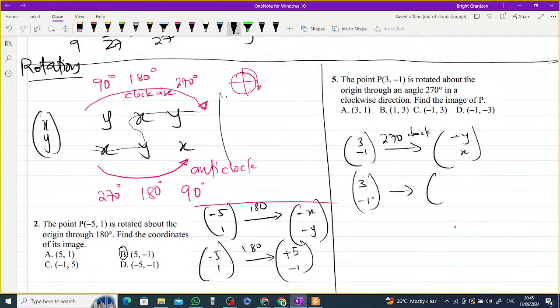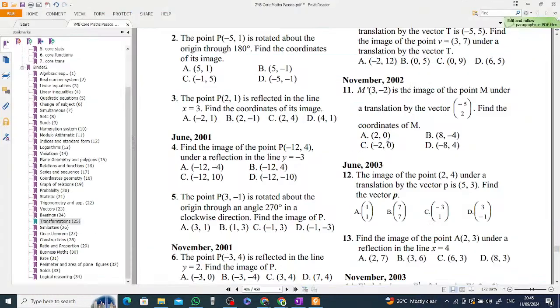So the (3, -1) is going to be negative y. The y element here is going to be negative and come to the top, so it's going to be positive 1. And the x is coming to come down. So that's the answer: (1, 3). That's option B. Are we okay? All these ones are objectives.